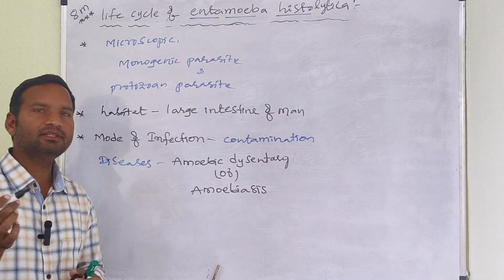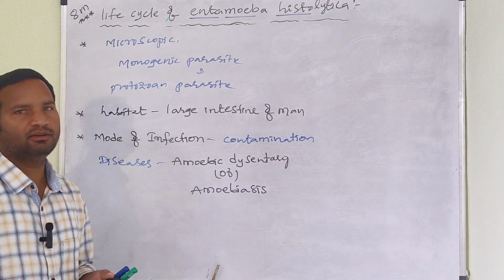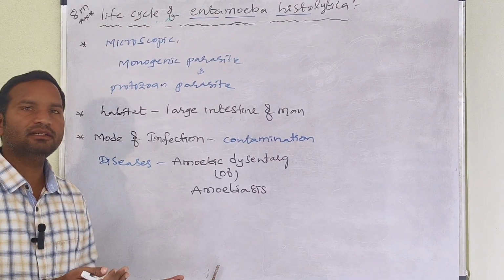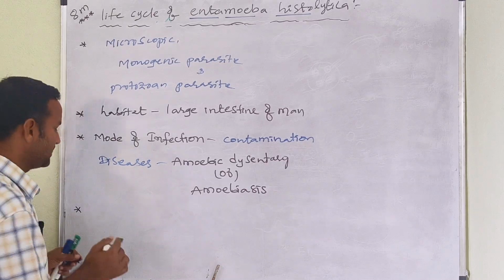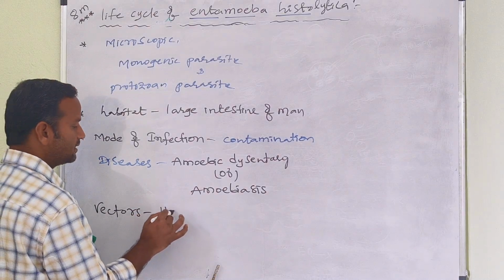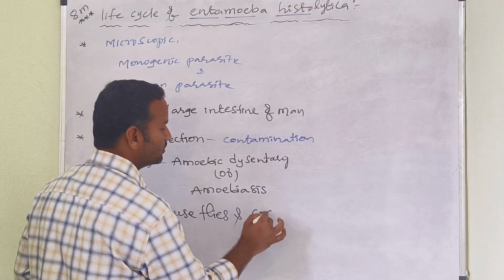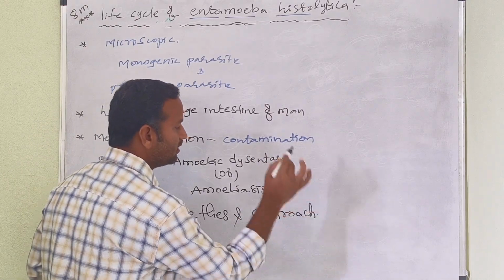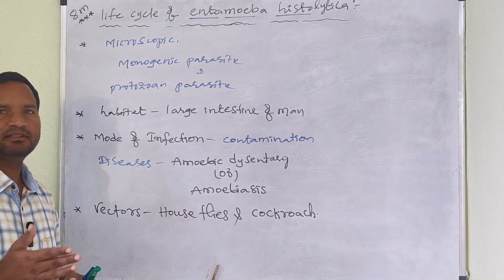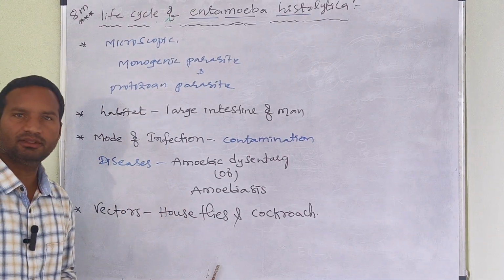Usually, the infective stage of the parasite is transmitted from one person to another, or one host to another, through contamination, as I already told. But what transmits these parasites? Vectors. Vectors mean houseflies and cockroaches, which are vectors of this disease. They easily transmit the infective stage of the parasites from one host to another host. Yes, this is about the introduction of Entamoeba histolytica.